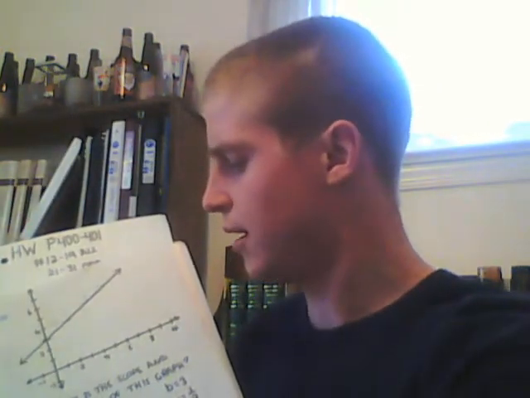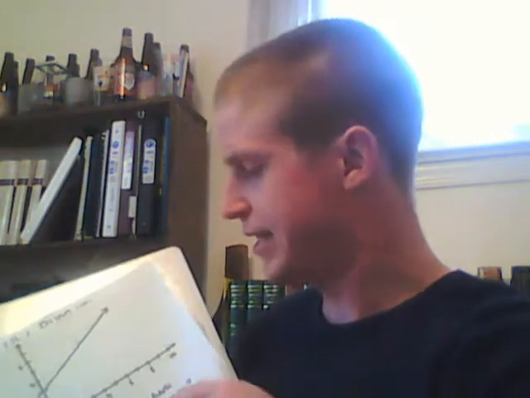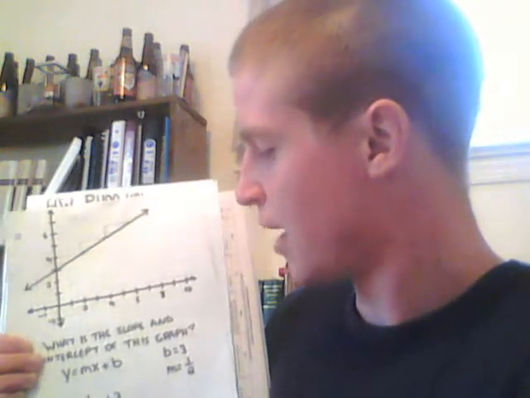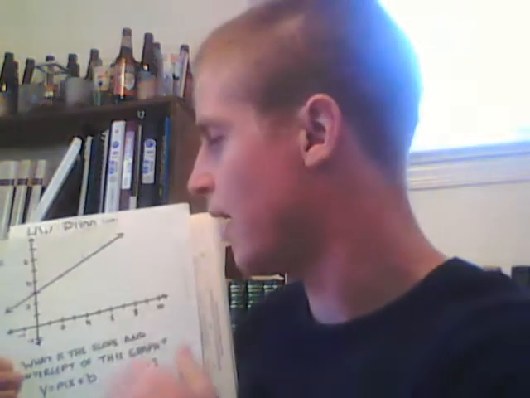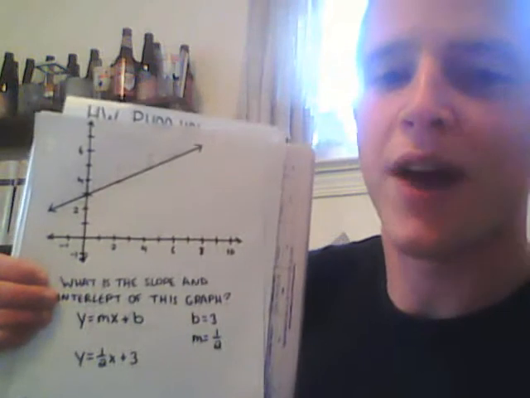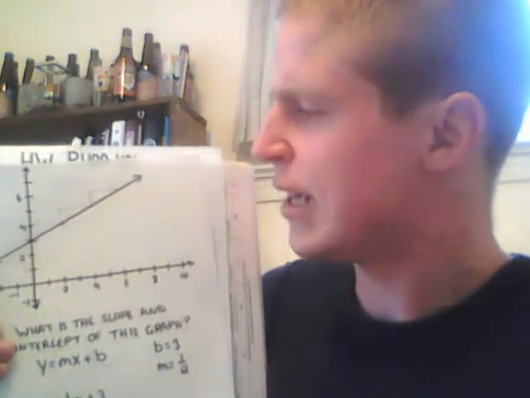Okay, so let's see, a little bit more. Oh, you don't want to see that yet. This is the last problem. Okay, great. So what is the slope and intercept of this graph above? Basically this is going to require us to read the graph and then interpret how we have read it. So let's look at this.